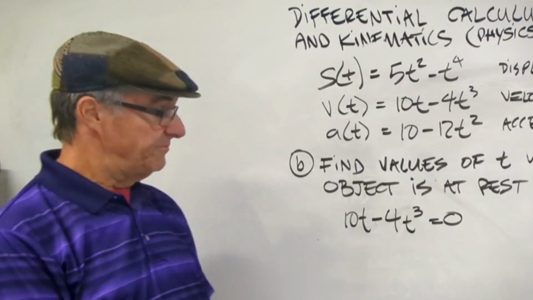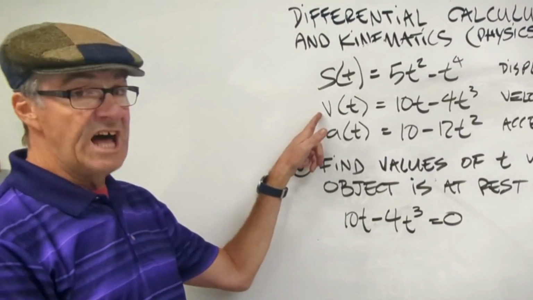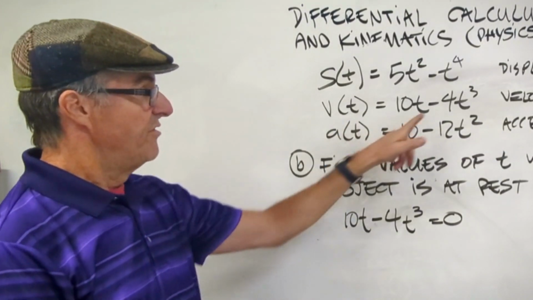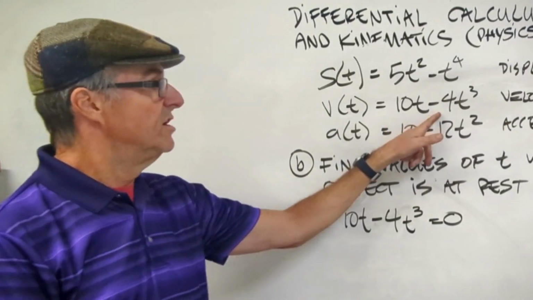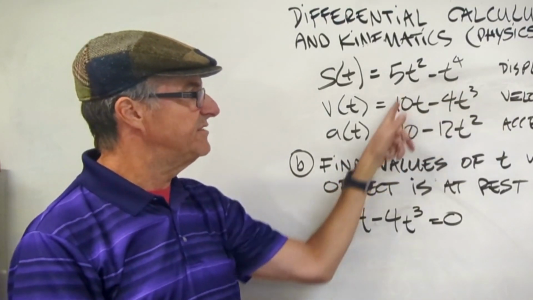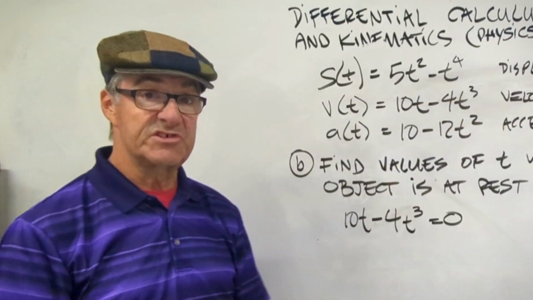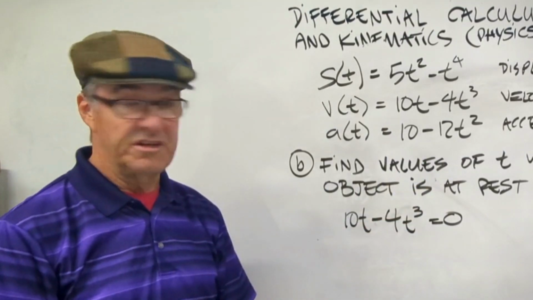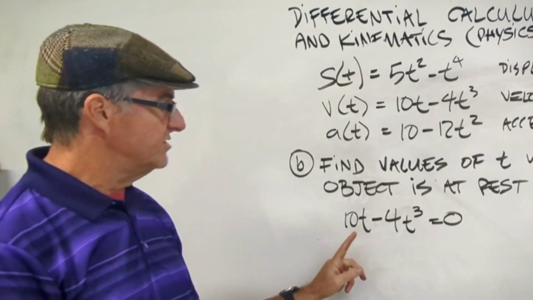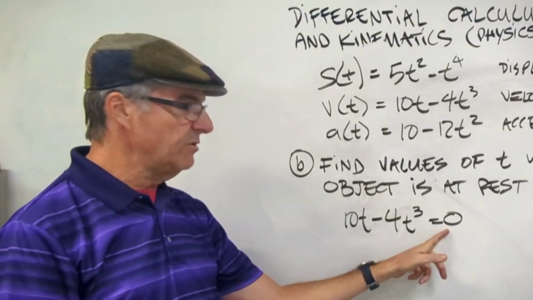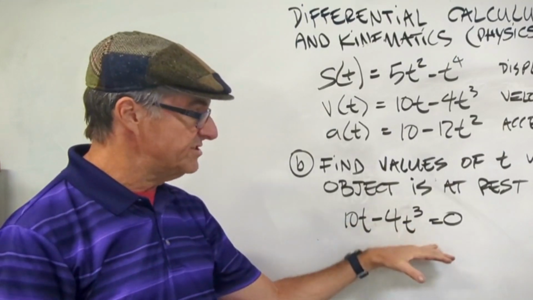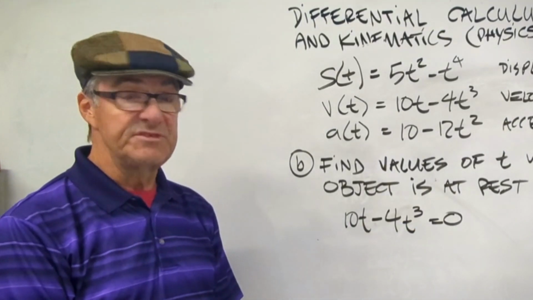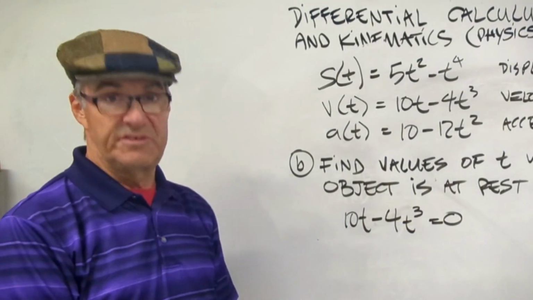Okay, here's a prompt. When the velocity is 0, this function is 0. So whatever t takes to make this 0 is going to be your answer to this question. I set you up here. Here's the velocity function. I set it equal to 0. Now go ahead and use your algebra skills to find the times where this is 0.